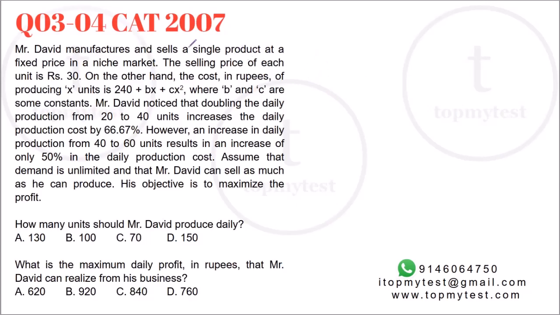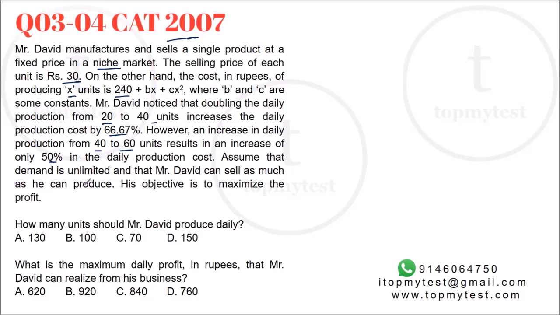Now, questions 3 and 4 are a double question. This basically came up in CAT 2007. Let's see what this says. Mr. David manufactures and sells a single product at a fixed price in a niche market. The selling price of each unit is 30 rupees. On the other hand, the cost in rupees of producing X units is 240 plus BX plus CX square, where B and C are some constants. David noticed that doubling the daily production from 20 to 40 increases the production cost by 66.67%. However, an increase in daily production from 40 to 60 results in an increase of only 50% in the daily production cost.